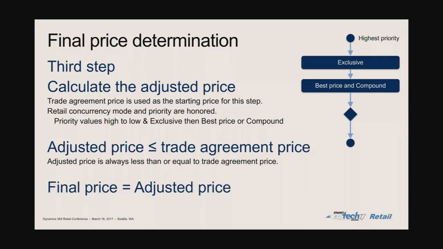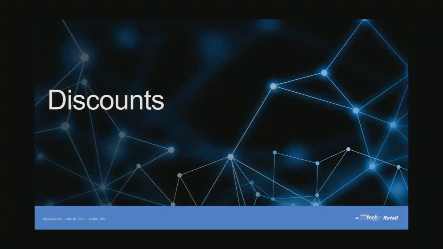So then the final price is set to the adjusted price, right? The price that's used in POS or call center is that adjusted price value. If there were no price adjustments, we do the same thing again where the third price, the adjusted price, is set equal to the trade agreement price. I call this out because sometimes when people are doing customizations, they don't realize that data is there from the calculation. So that was my brief overview of how we get to price with retail.